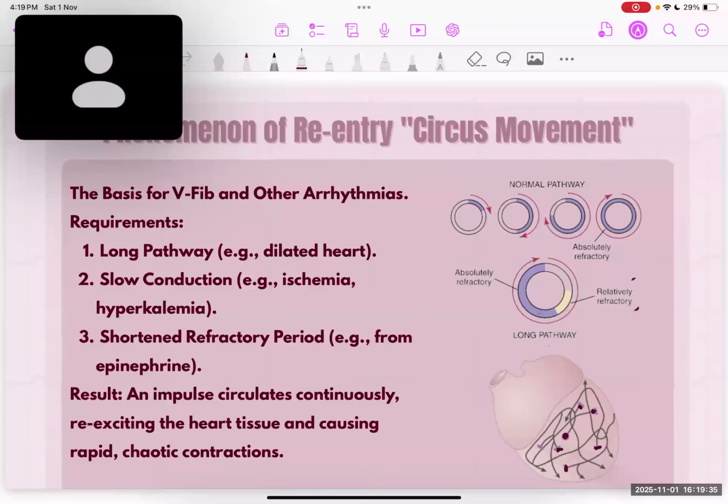All of them are randomly exciting the heart tissue. Can you see there's so many of them? There's not just one. They're all continuously doing that. Now, normally it should do this. It should have a complete circle.